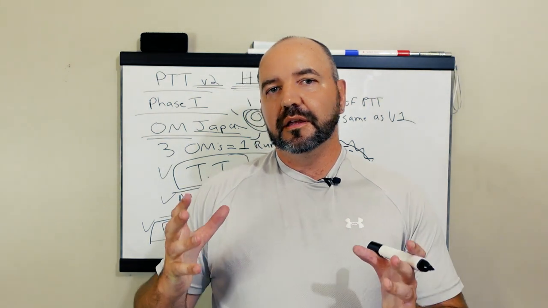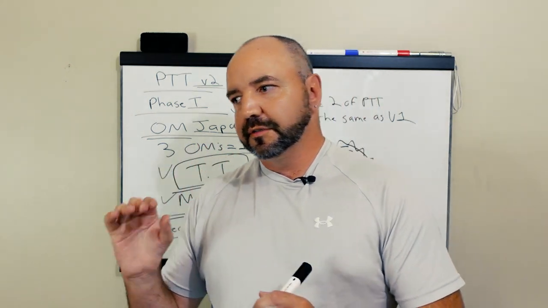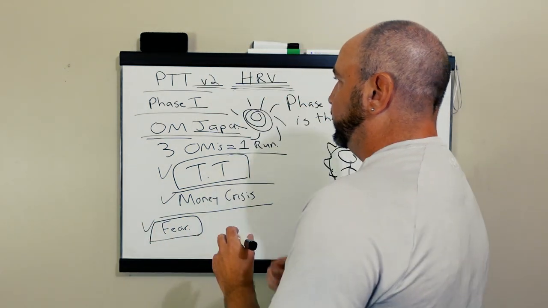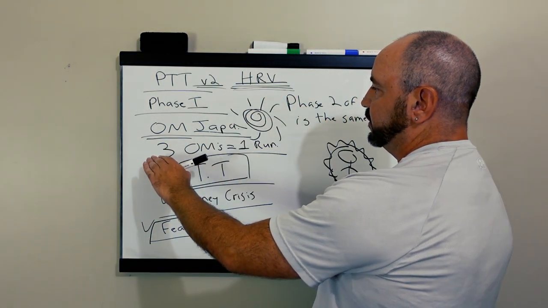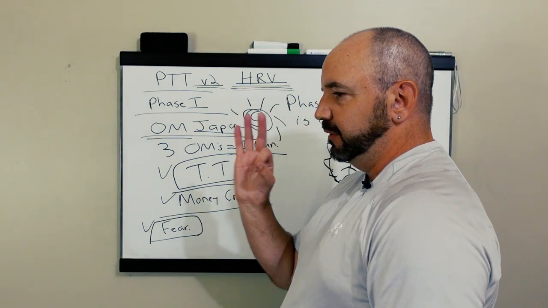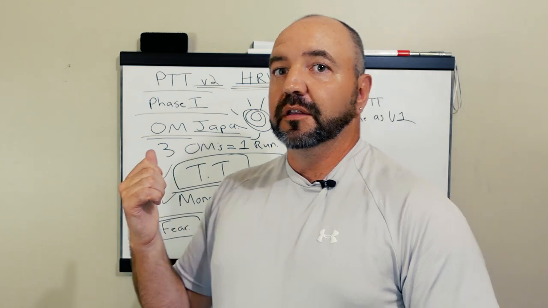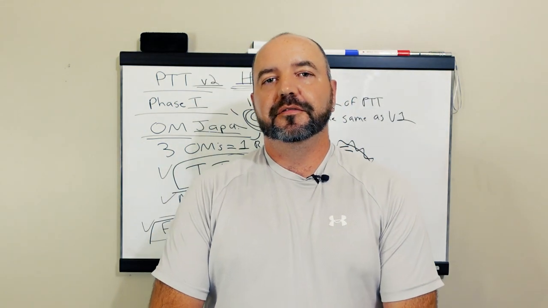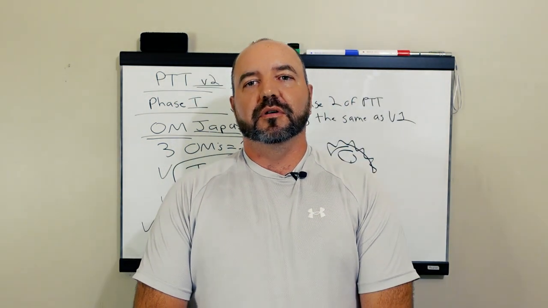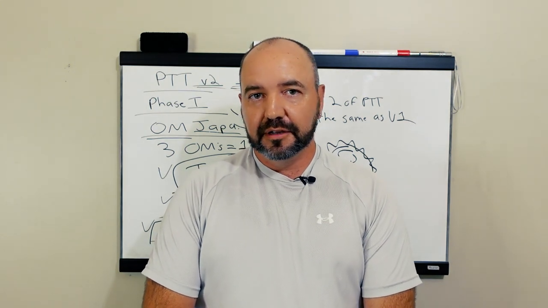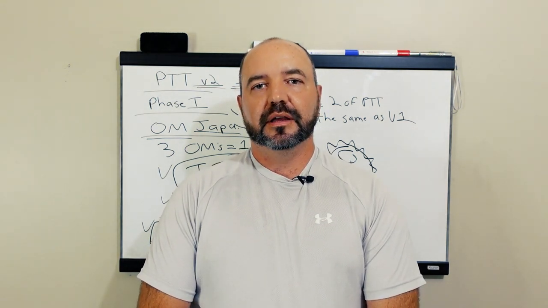So just like we did the 5 repetitions of the heart rate variability breath in version 1, we're just doing 3 oms, 3 repetitions of om, equaling 1 run through the new version 2, phase 1. Okay? So all you're doing is you're doing om chants just like you saw me do here. Okay, then we check in.